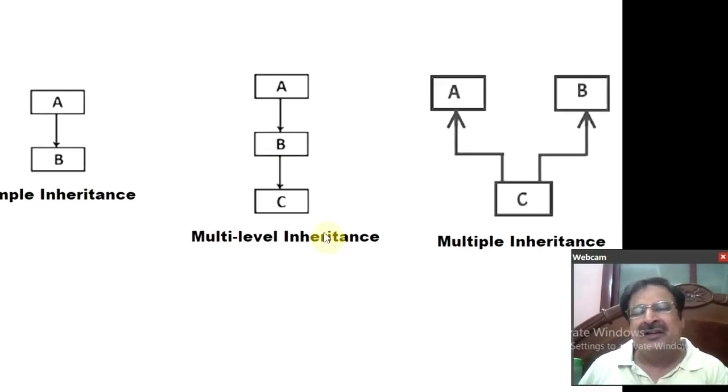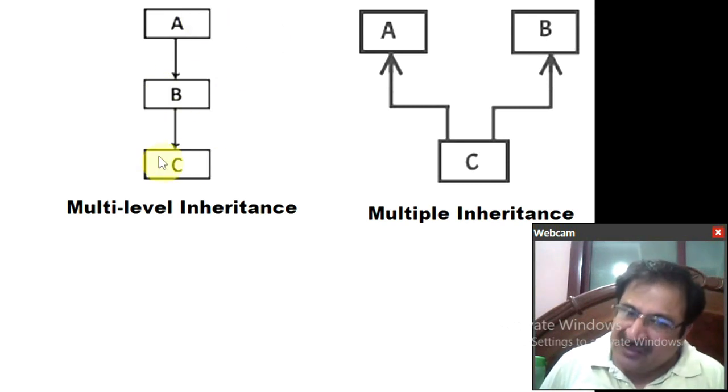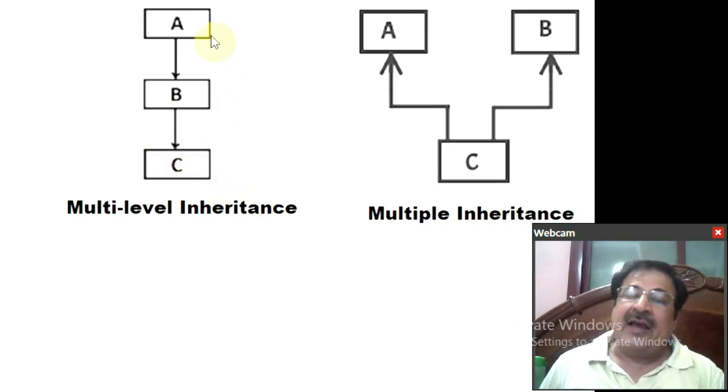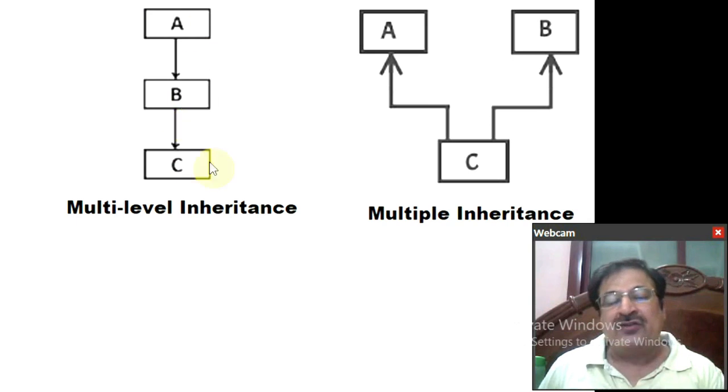This is multi-level inheritance. The B class is inheriting A class and this B class is inherited again by C class. So what will happen? The object of B class can access the attributes and functions of A class as well as of itself. And the object of C class can access the attributes and functions of A class as well as the attributes and functions of B class also.